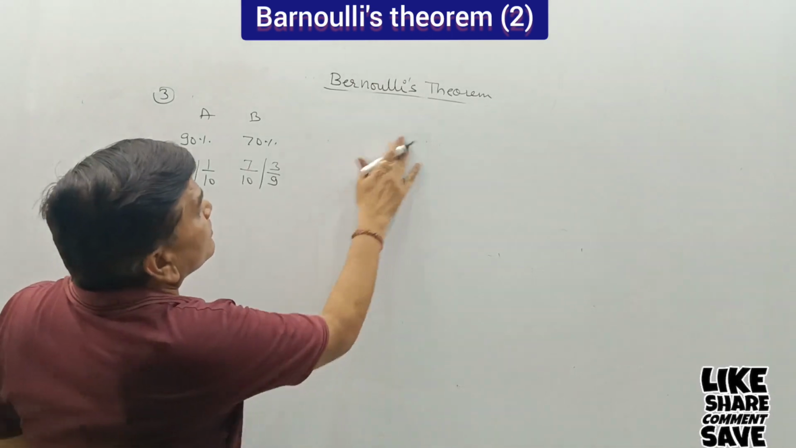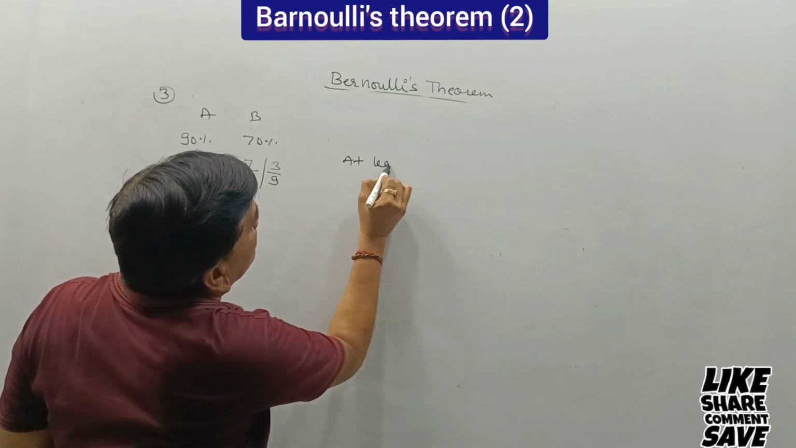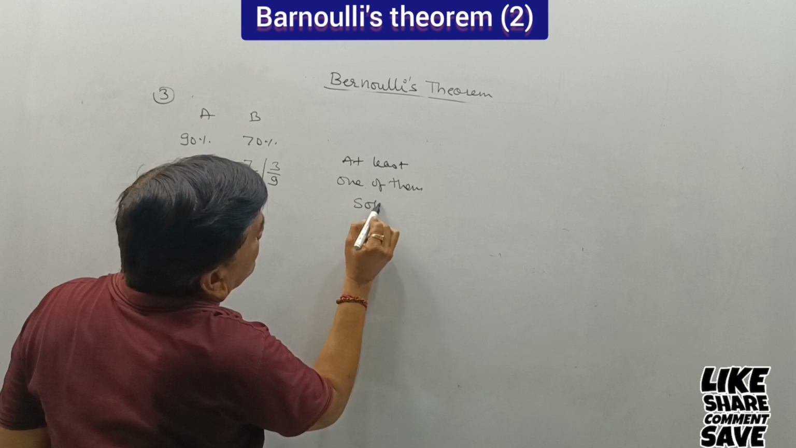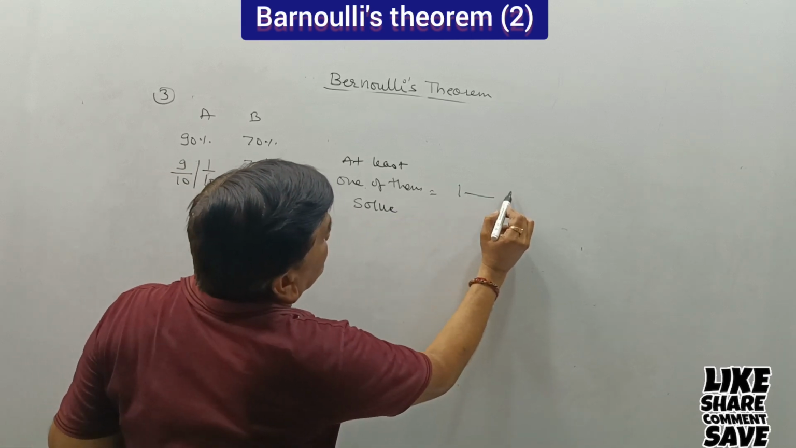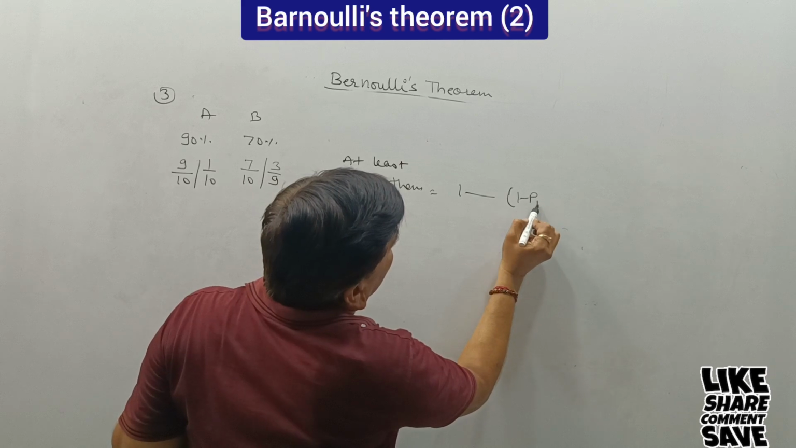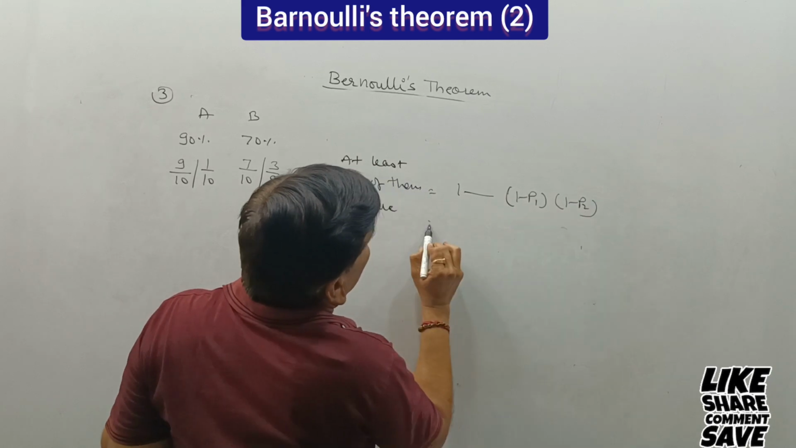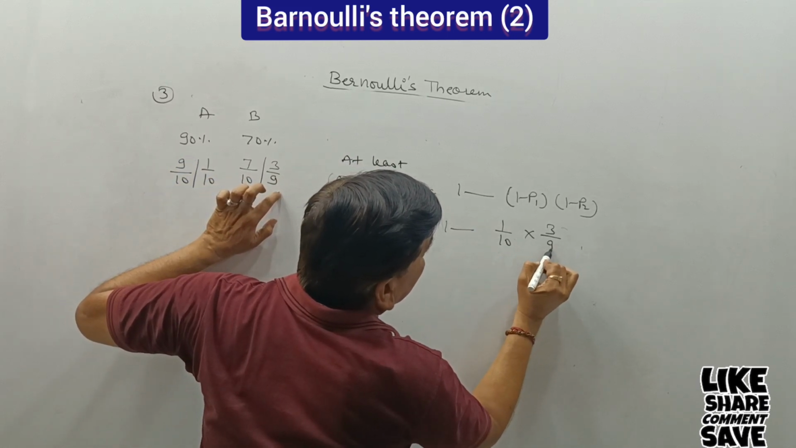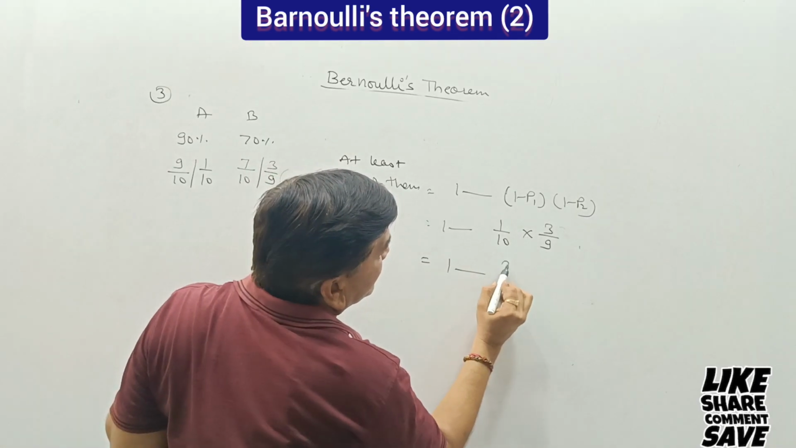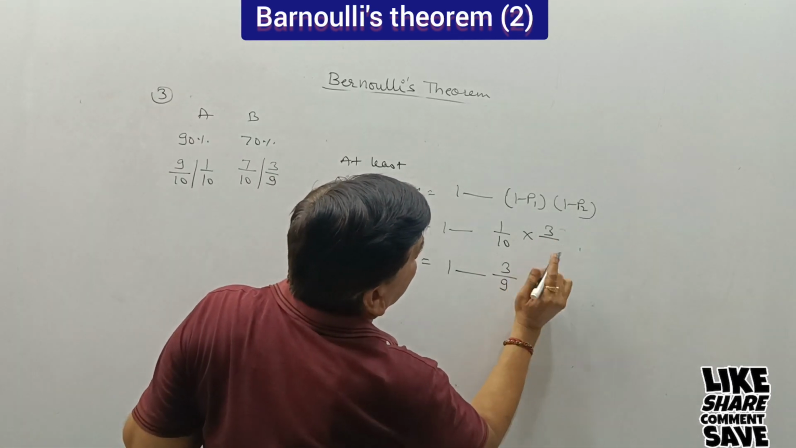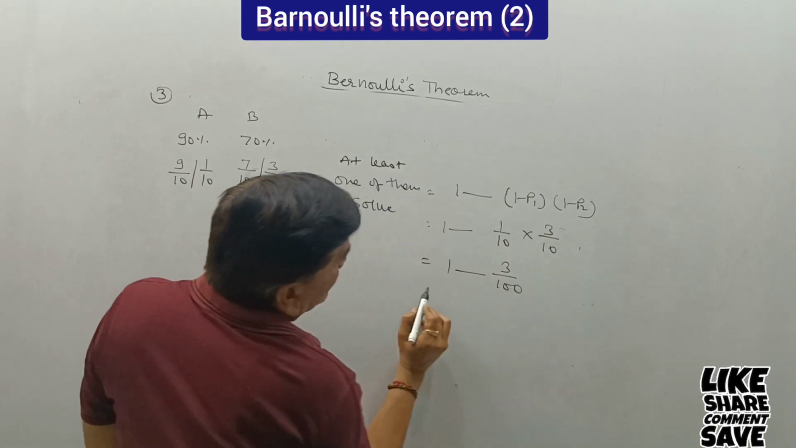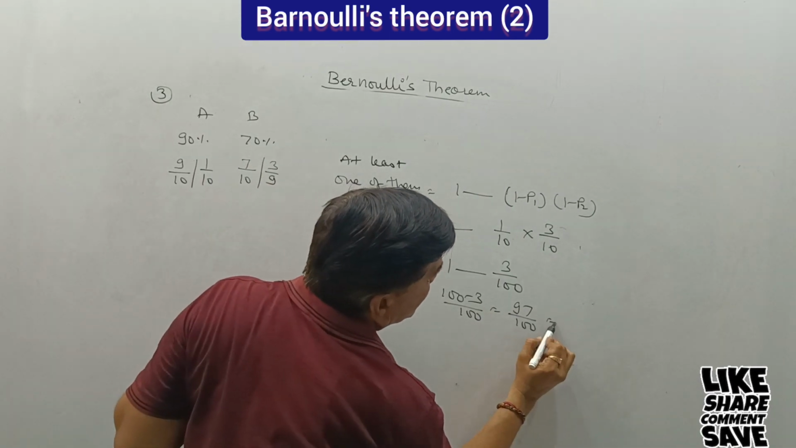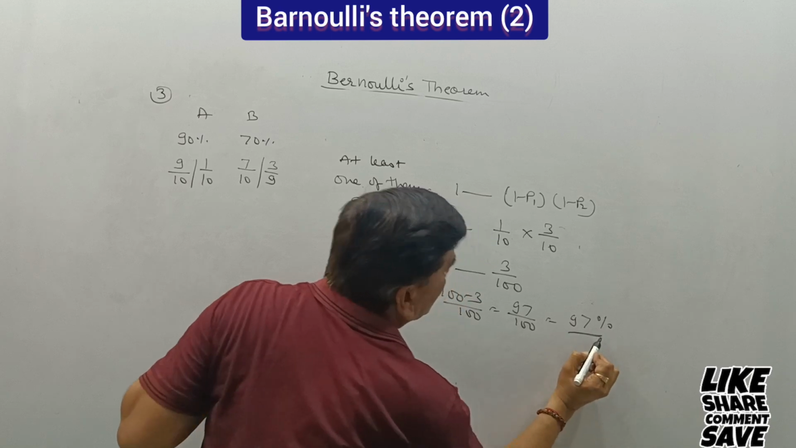So at least one of them solves equals 1 minus the probability that neither solves. The first cannot solve, that is 1 upon 10. The second cannot solve, that is 3 upon 10. So the probability that neither solves is 3 upon 100, and 1 minus that is 97 upon 100. It means there is a 97% chance that the question will be solved.